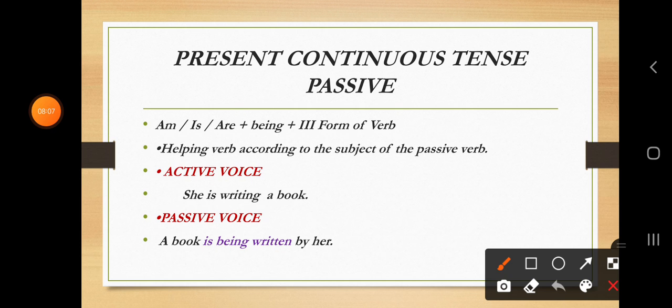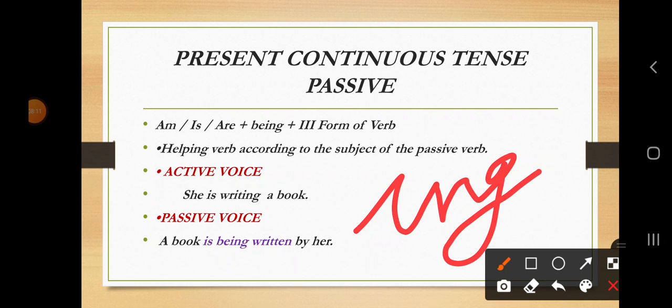Present continuous, that is shown by ing. Ing shows us the progress of the action. So ing is being replaced by being in a passive verb, and same as the present simple, the helping verb according to the subject of the passive verb.